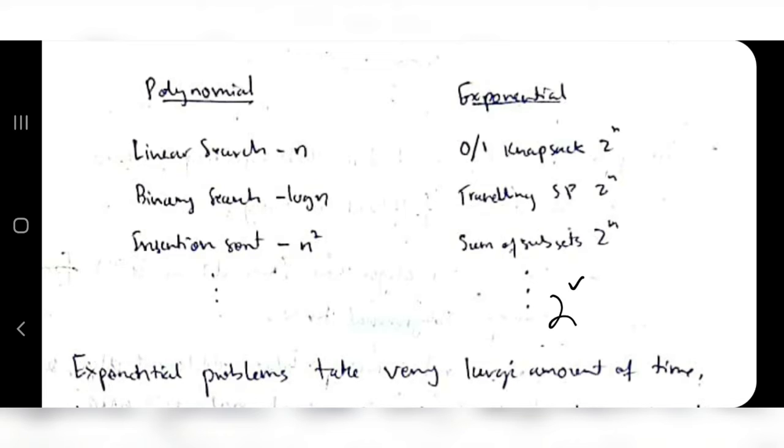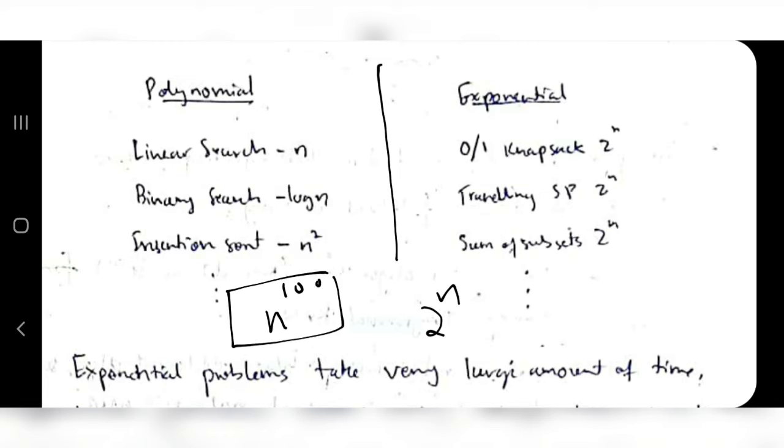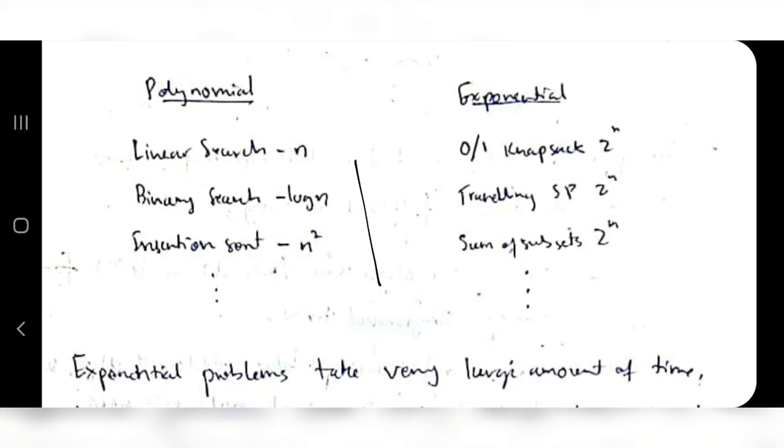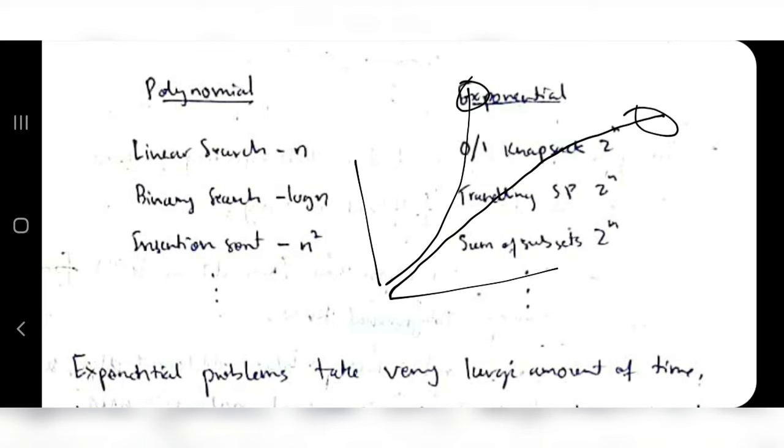It's 2 raised to n. So suppose that here n power 100 is also under polynomial. I'm just explaining why we differentiate between polynomial and exponential. And 2 power n, for large values of n like 10,000, it will be 10,000 raised to 100. This will be 2 raised to 10,000. If you take a calculator and solve, this will take much larger amount of time. Okay, so after a certain point in the graph, the exponential time will increase very rapidly for larger values, whereas polynomial will tend to become stable. Okay, so that's why we have differentiated between exponential and polynomial.